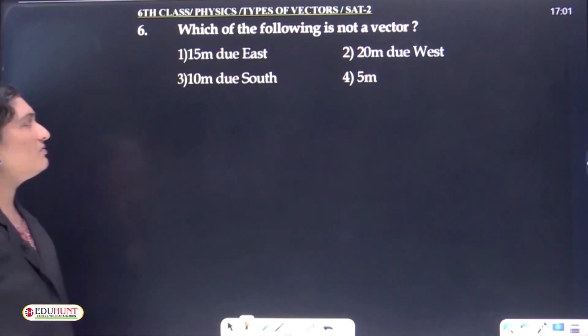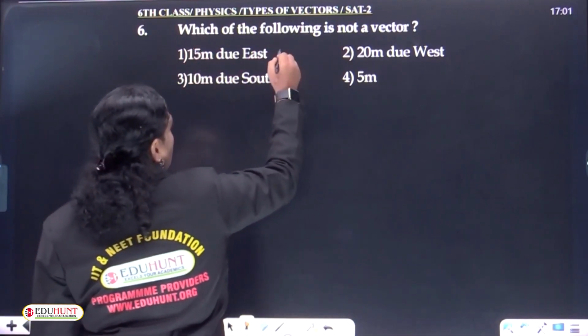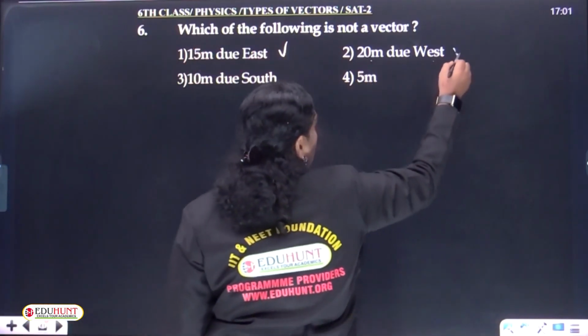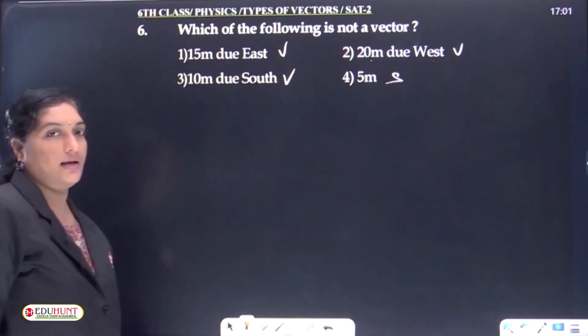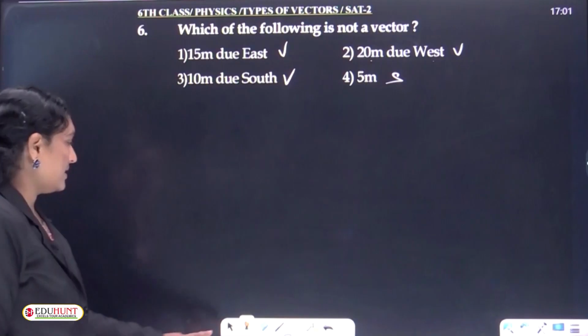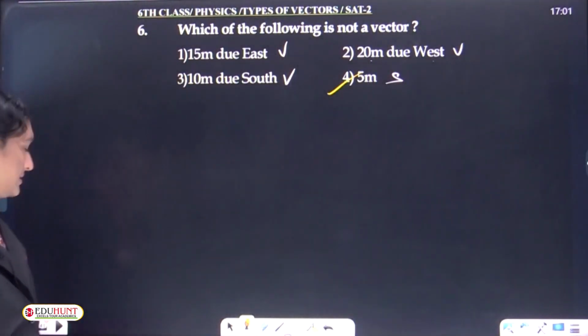So, sixth one, which of the following is not a vector? So, here magnitude and direction, it is a vector; magnitude and direction, vector; magnitude and direction, vector; only magnitude, it is a scalar quantity. Hence, the correct option is option 4, only 5 meters.